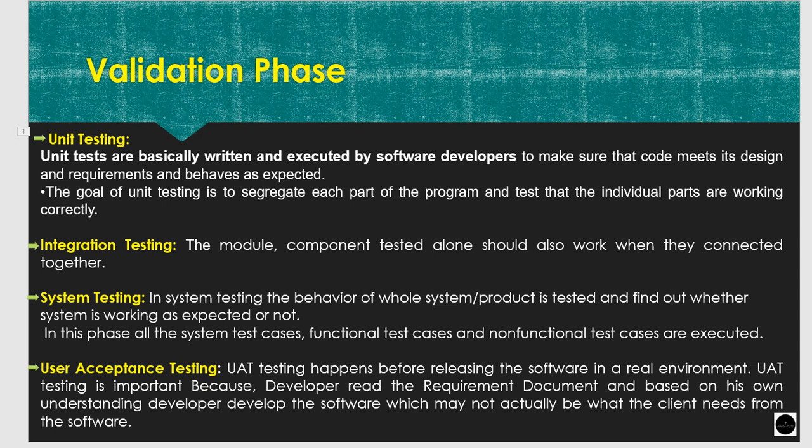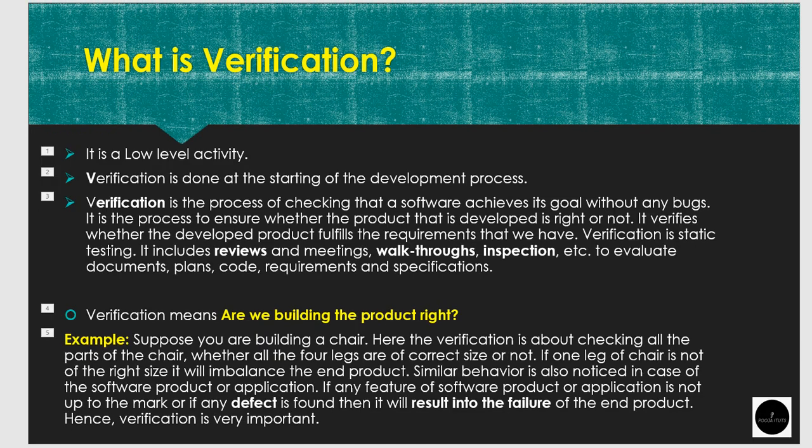UAT testing happens before releasing the software in a real environment. UAT testing is important because the developer reads the requirement document and, based on his own understanding, develops the software, which may not actually be what the client needs from the software.